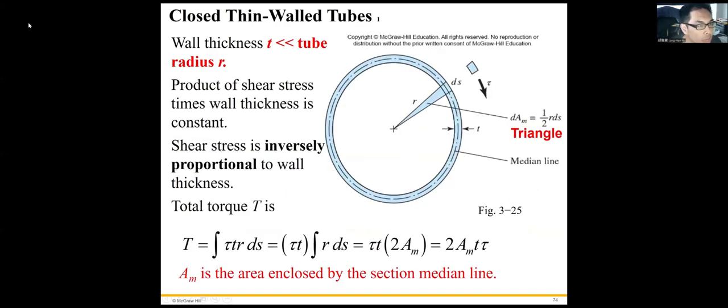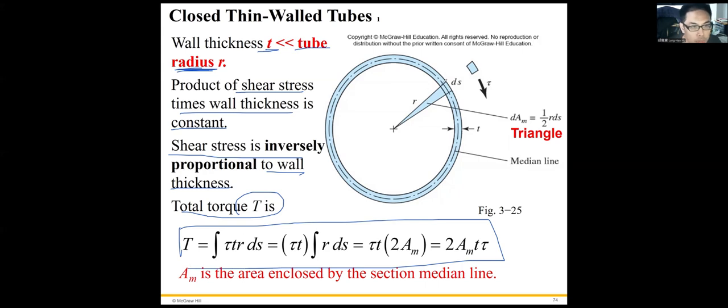Okay, so the closed thin wall tube. When the thickness of the thin wall is much smaller than the tube radius, the product of shear stress times the wall thickness is constant, and shear stress is inversely proportional to wall thickness. And the total torque T, we can just take the integration, right?